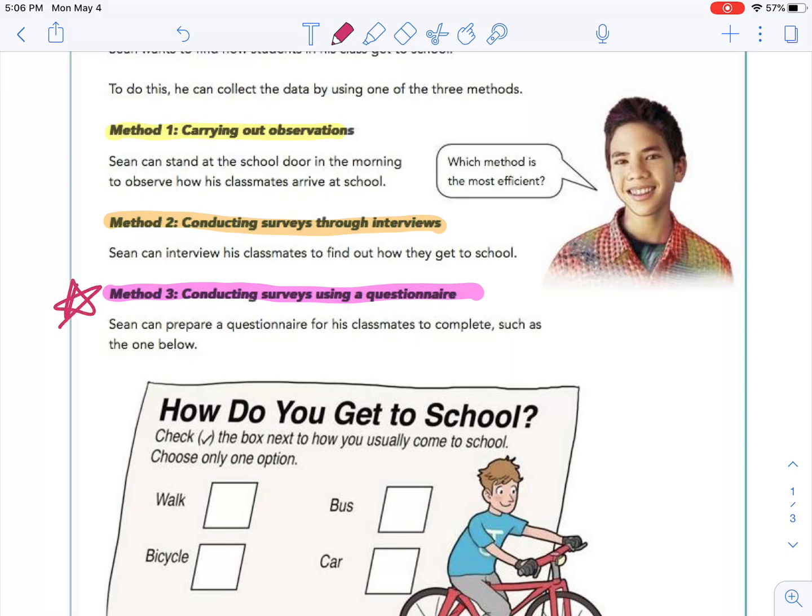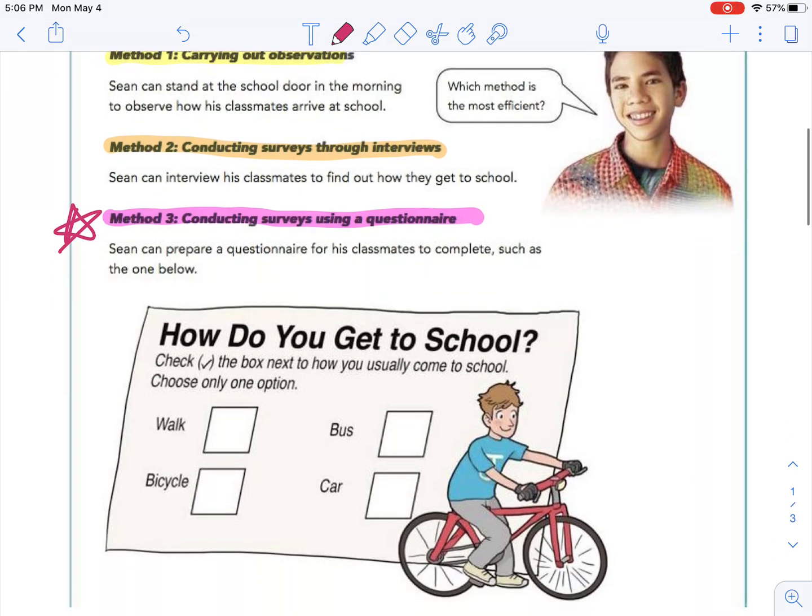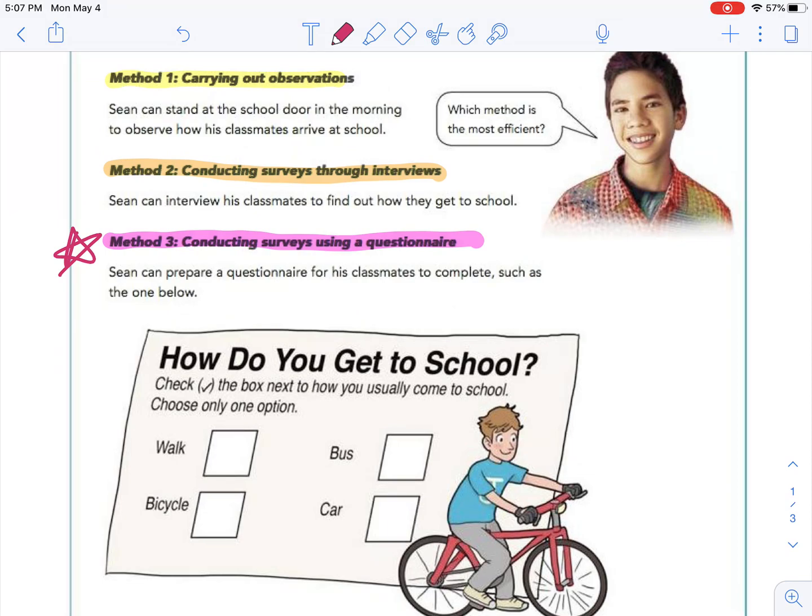Probably method 3 would be the most efficient, right? If he prepares a type of questionnaire, maybe like the one we see in this picture below, he hands it out to his classmates, they return it to him, he then has his data. He could do one of the other two if he wanted to, but in this scenario, method 3, using the survey, is probably going to be the most efficient for Sean.